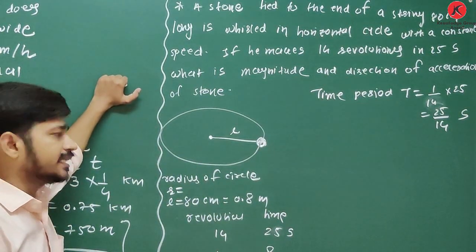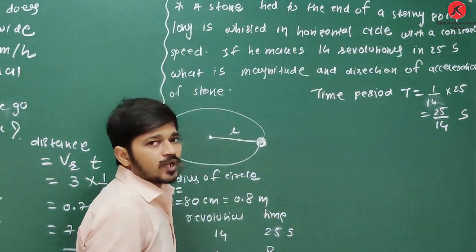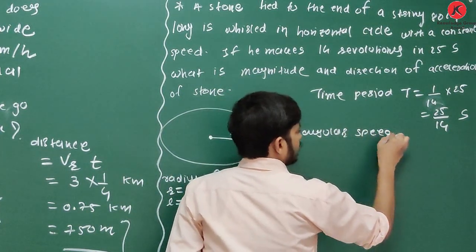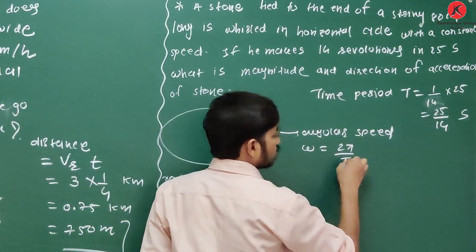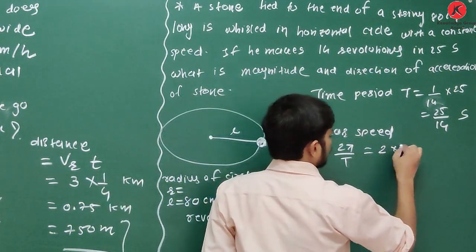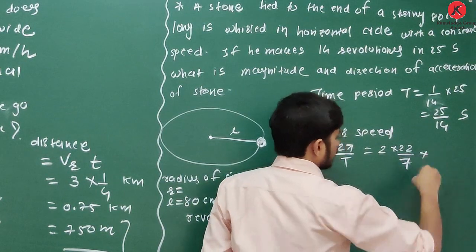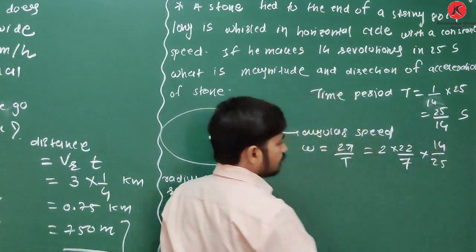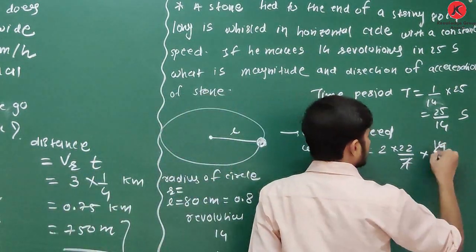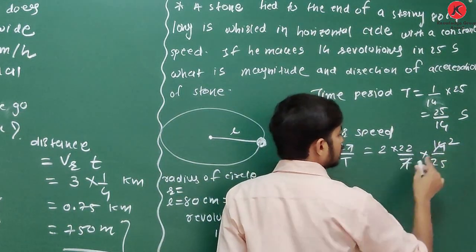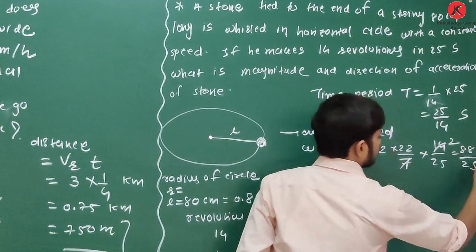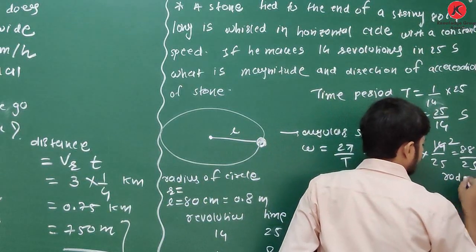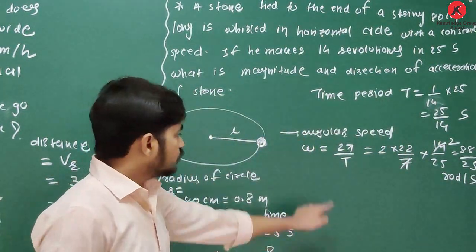What is centripetal acceleration? It depends on the value of T. How to find omega? Angular speed omega is equal to 2 pi upon T, which is 2 into 22 upon 7, and T is 25 divided by 14. Seven into 2, then 22, 44 into 2 is 88. So it is 88 divided by 25 radian per second. Clear about this? So this is omega.